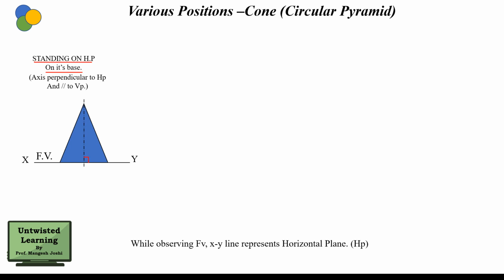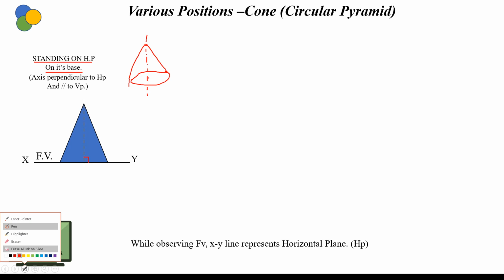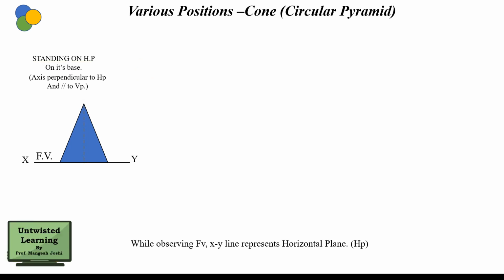Okay, so what is the axis? Suppose you have a cone, so a line passing through the apex and center of the base. Okay, so that imaginary line is called the axis of the cone, which is also called the line of symmetry. So this is the position which represents a cone standing on HP on its base with axis perpendicular to HP and parallel to VP.